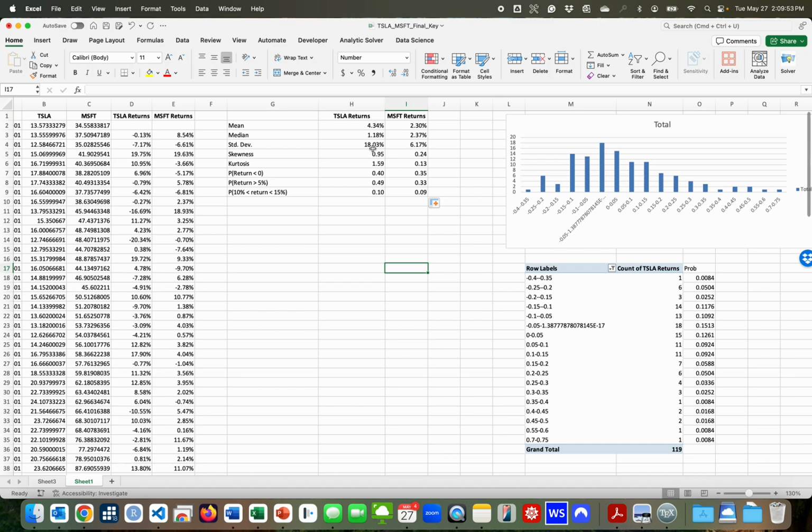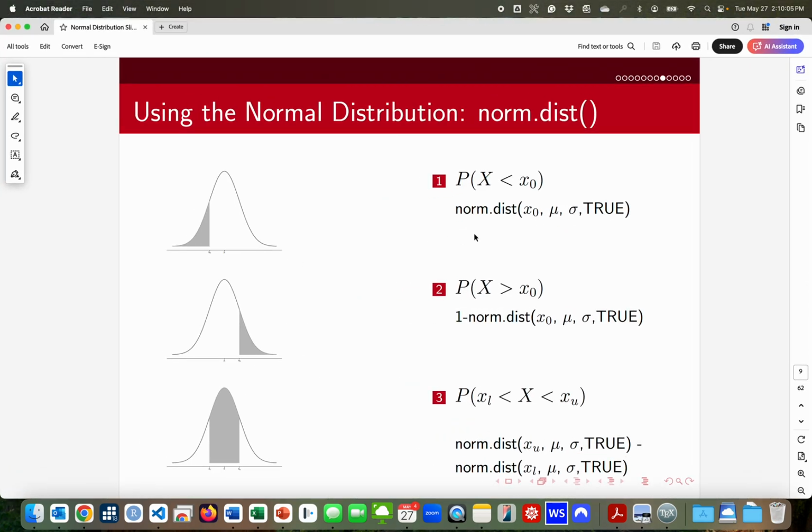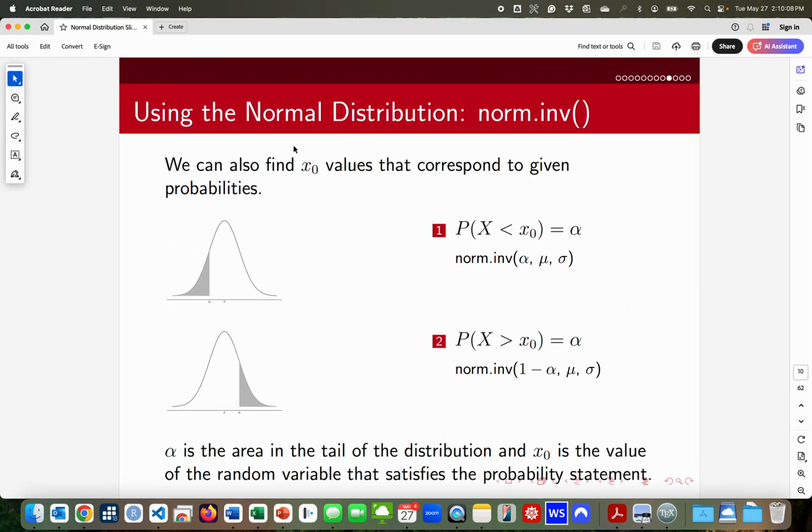So, for example, I want to know the Tesla return that represents the bottom 10% or the Tesla return that represents the top 10%. To do that, we're using the norm.inverse function. So the norm.inverse function is right here. I'm going to give you a probability or an area, and I want to know the x value that satisfies that probability statement. So if I say, give me the Tesla return such that only 10% of returns are smaller than that, I'm looking for this x value, and that area would be 0.1.